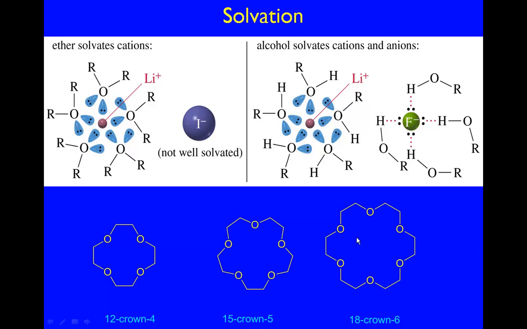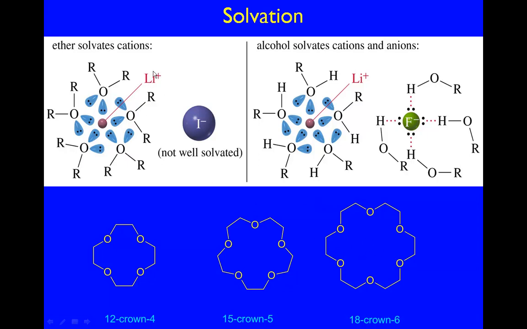Okay, the number of oxygens is shown by this number. The total number of atoms is given by this number. So this would be like 15 crown 5. This is 12 crown 4. Depending upon the cavity size, the size of the metal could be changed. The entrapped metal would be varied.